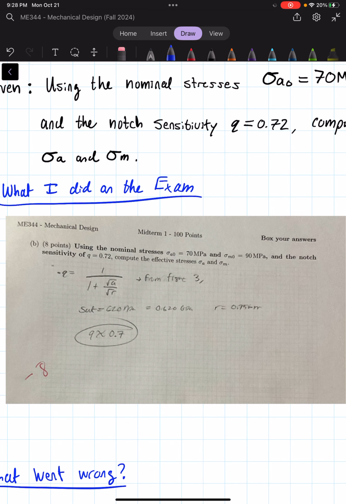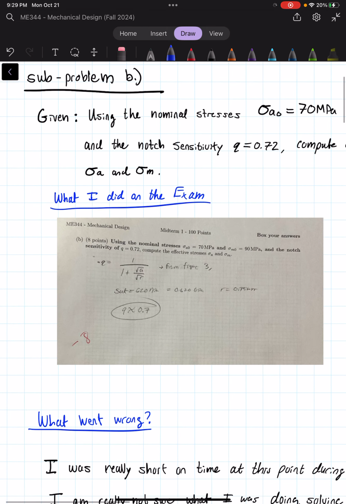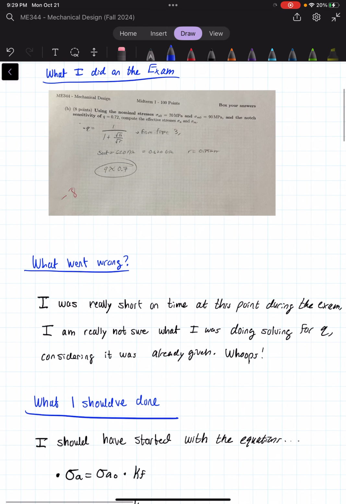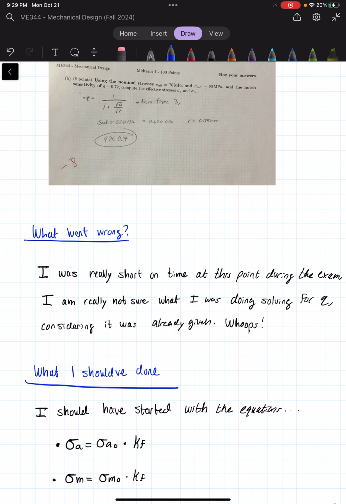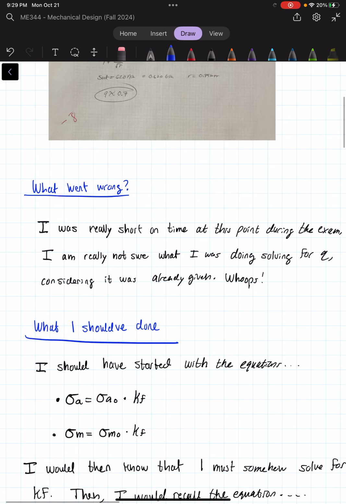I really don't know what was going wrong. I think I was a little crunched for time and was trying to just write down things that I knew. I realized that Q is already given, so I'm not really sure why I solved for it. I felt very rushed. I had a lapse of judgment. I didn't really know what to do on this problem. Like I said, time was running short.